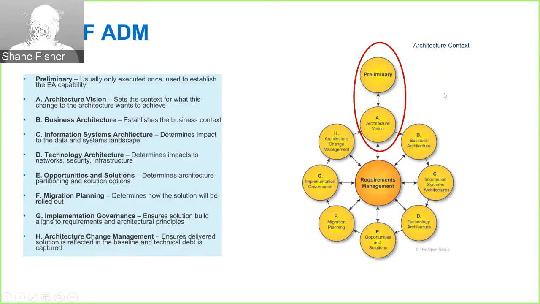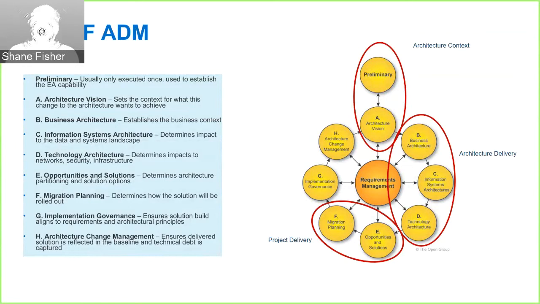The other thing to keep in mind is that these things are grouped sort of logically. We call this part right here the architecture context. You're getting your bearings, figuring out what this thing is you're trying to do, and establishing that baseline understanding. So that's the context phase. Delivery phase, this is where you're doing all the heavy lifting as an architect. You've got to go to every single meeting, and you're doing a lot of documentation, a lot of diagramming, all that stuff. So that's architecture delivery.